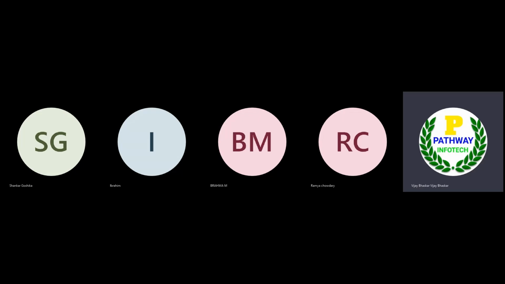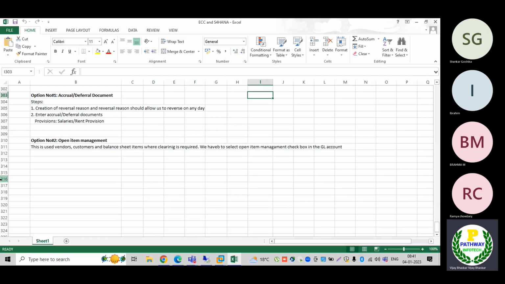Month-end provisions. One is accrual deferral, we have seen the complete process. Then the open item management. The second option SAP has provided is open item management, where we are going to apply. So remember the open item management, I will mention here also.